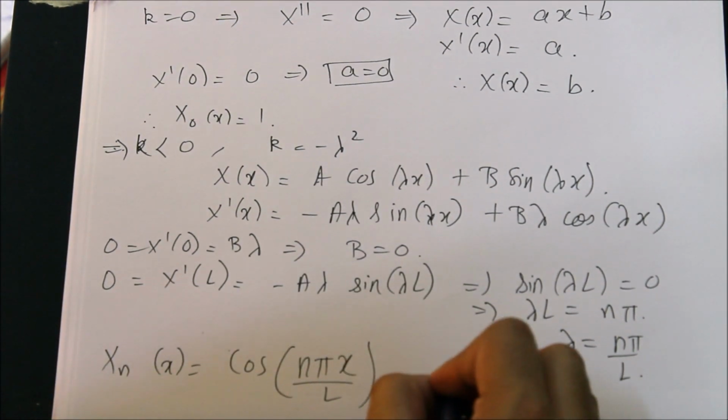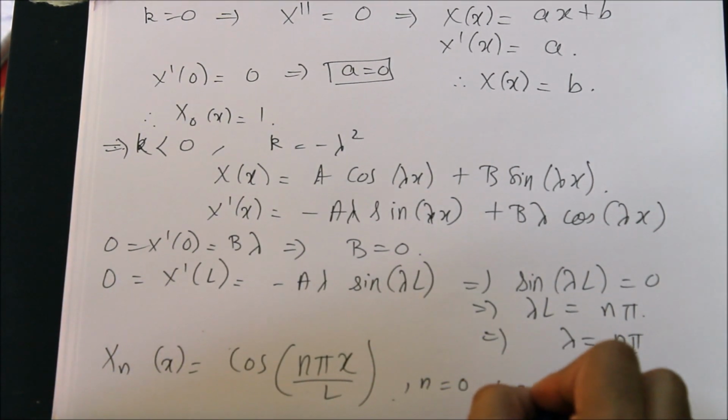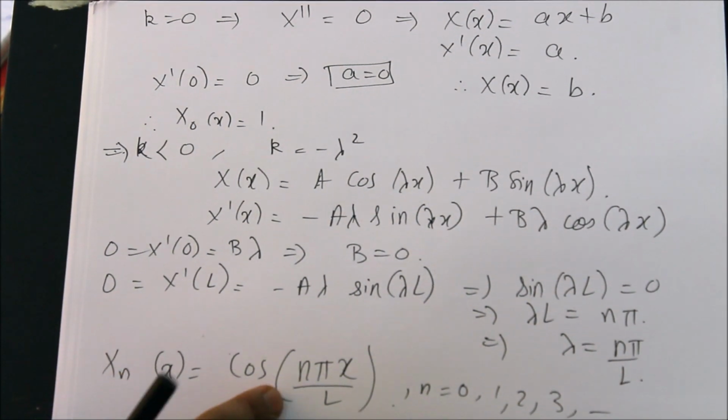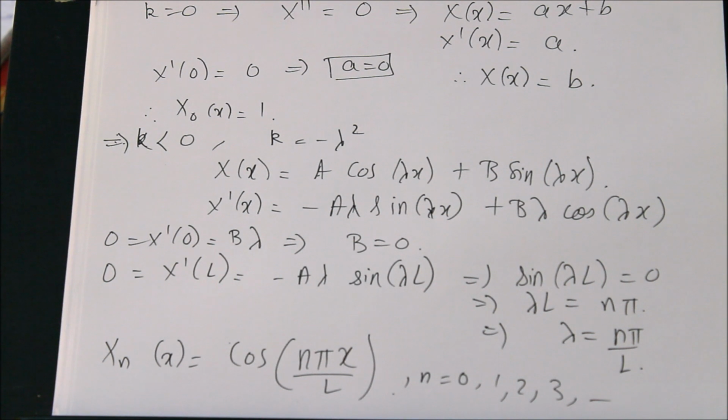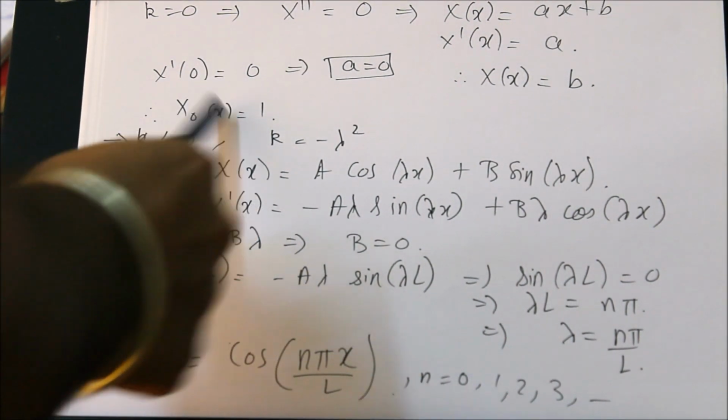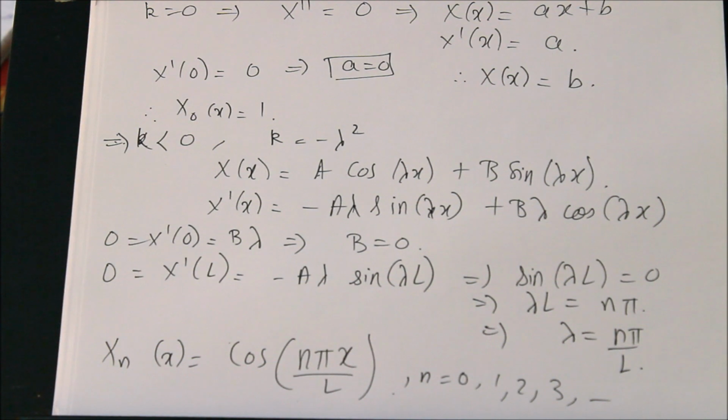And you take n from 0, 1, 2, 3. 0 means my x naught is nothing but 1. So that case I am taking it out over here. So this is what my xn's are. So if you see carefully, for type 1 my n was starting from 1, 2, 3, 4. Here it is starting from 0, because for k equal to 0 also I am having a non-zero solution. So that's one small slight change over here. Okay, so I have xn's.